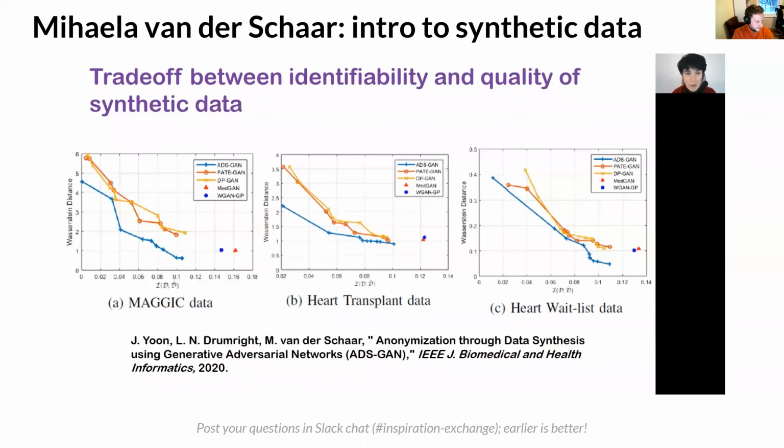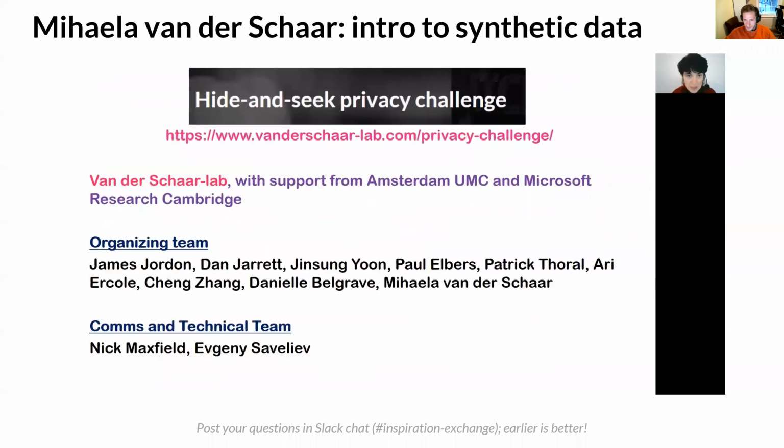However, the advantage of PATE-GAN and DP-GAN is that they provide stronger privacy guarantees than GDPR identifiability guarantees. They provide differential privacy. And James is going to describe this in more detail in his presentation next.